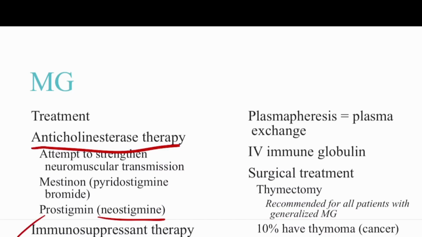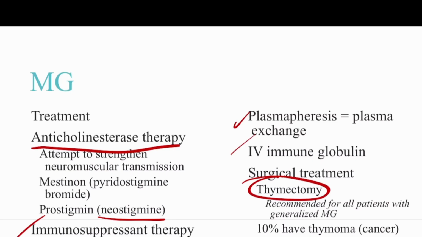Immunosuppressant therapy. Prednisone is a big one. These other ones are very strong drugs that deal with immunosuppression. So anyone going in for organ transplants will go on these stronger ones to knock out their immune system, so when the new organ comes in, their body doesn't attack it. Plasma exchange, your IVIGs. Surgical treatment, thymectomy.